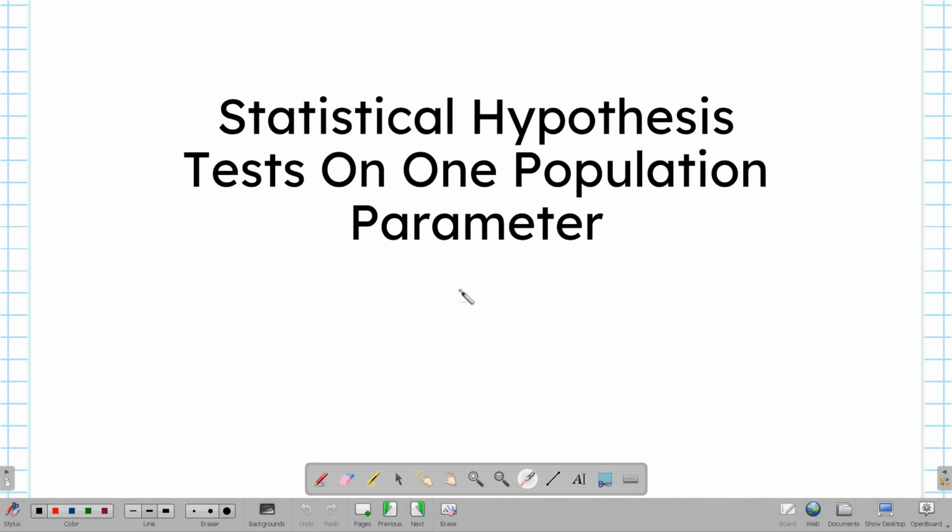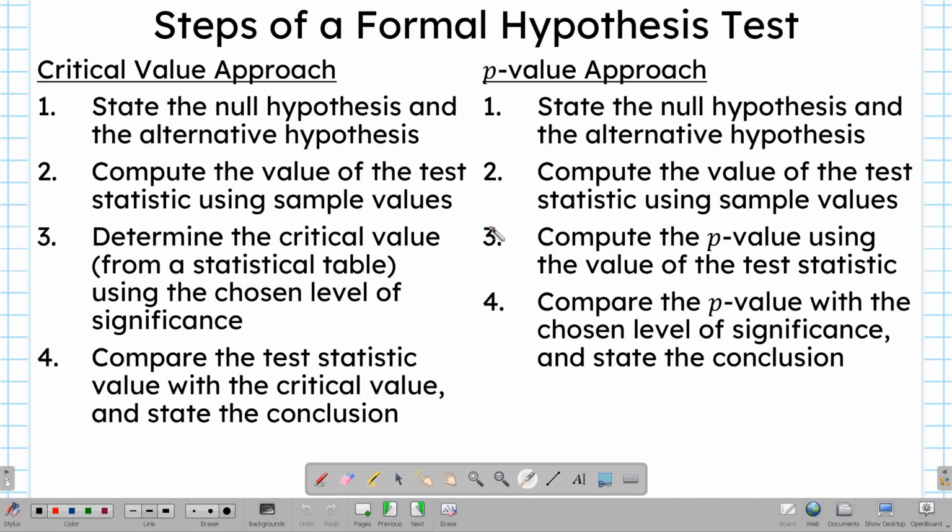Now we are going to do actual statistical hypothesis testing. First, we're going to do statistical hypothesis tests on one population parameter. Just to review, these are the two approaches and their different steps of a formal hypothesis test. Since one population parameter can still be done manually or by hand, we're first going to do that for the experience of it, and hence we're going to follow the critical value approach. Later on in future hypothesis tests, where you're going to use computers, we're going to use the p-value approach.